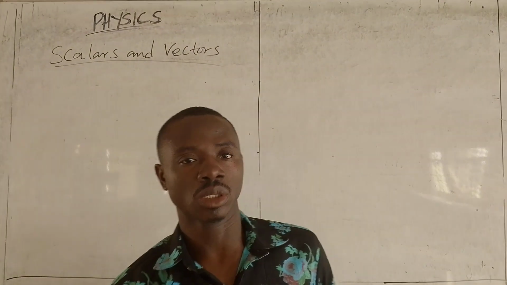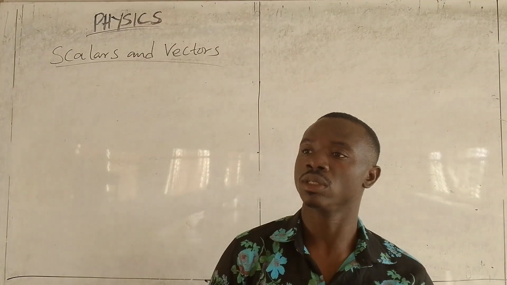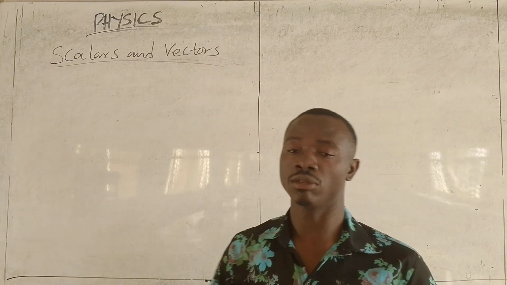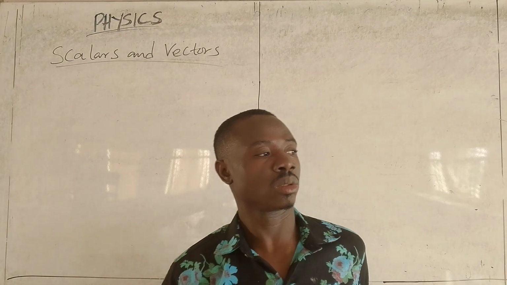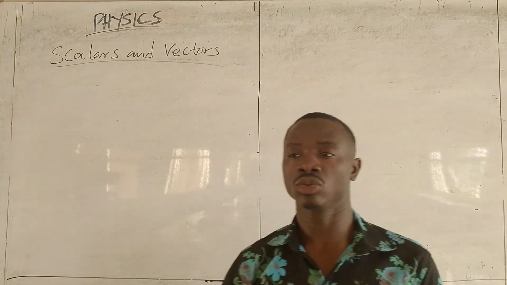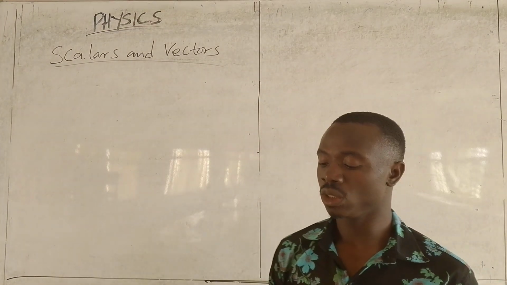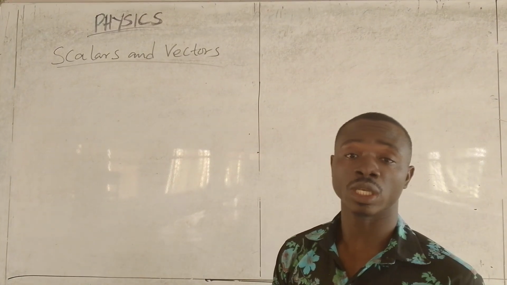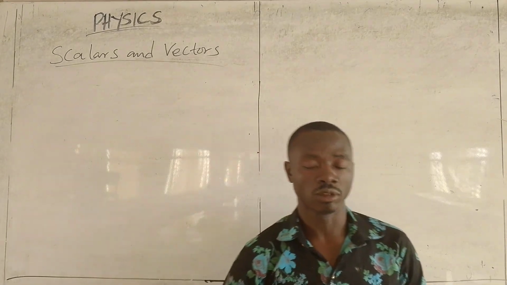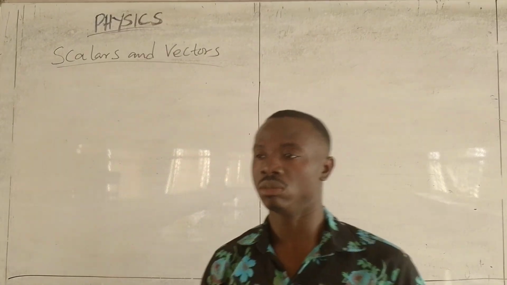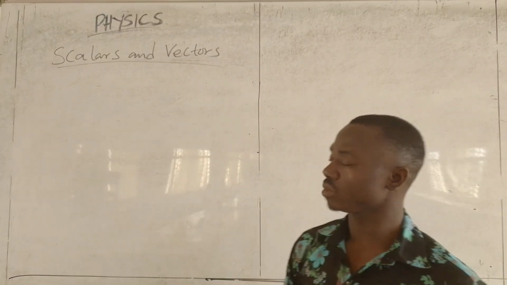Today, I want to take us through scalars and vectors. But majorly today, we are going to be dwelling on vectors, vector quantities. But let me start with scalar quantities. What are scalar quantities? These are quantities that have magnitude but no direction.